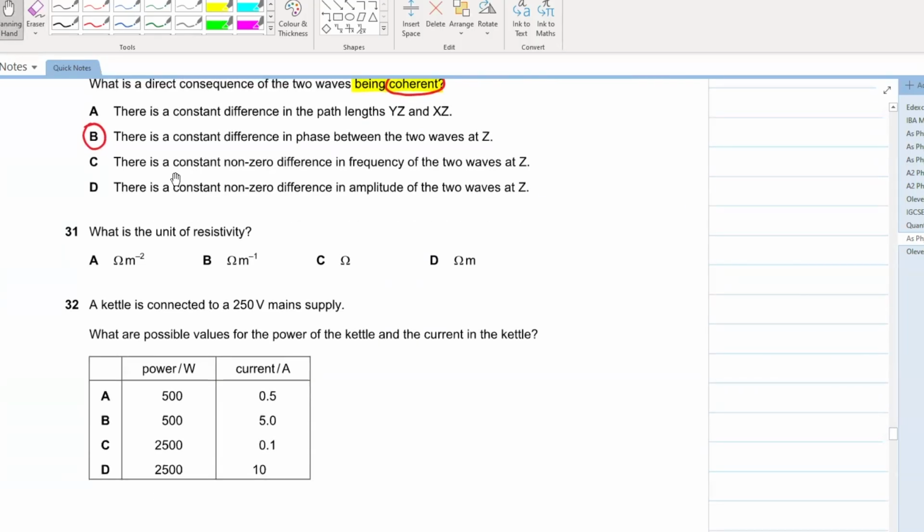If you are good students, you should remember the unit of resistivity. The unit of resistivity is what? Ohm meter. D is your answer.